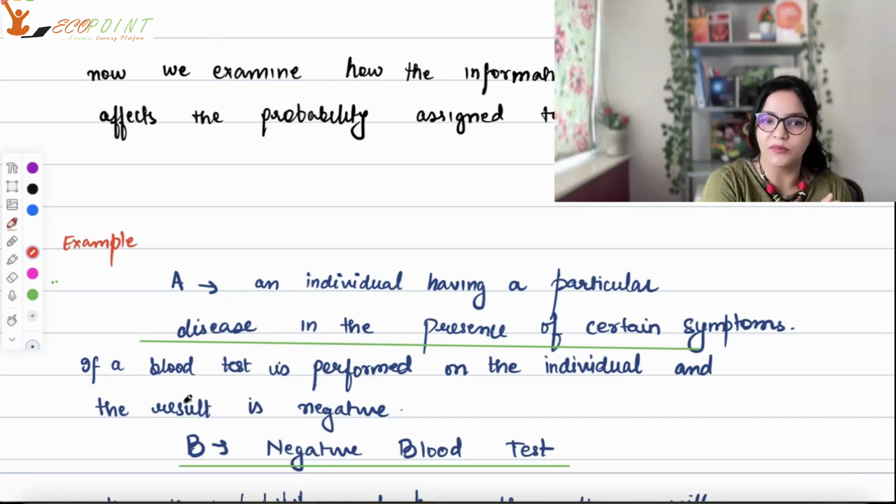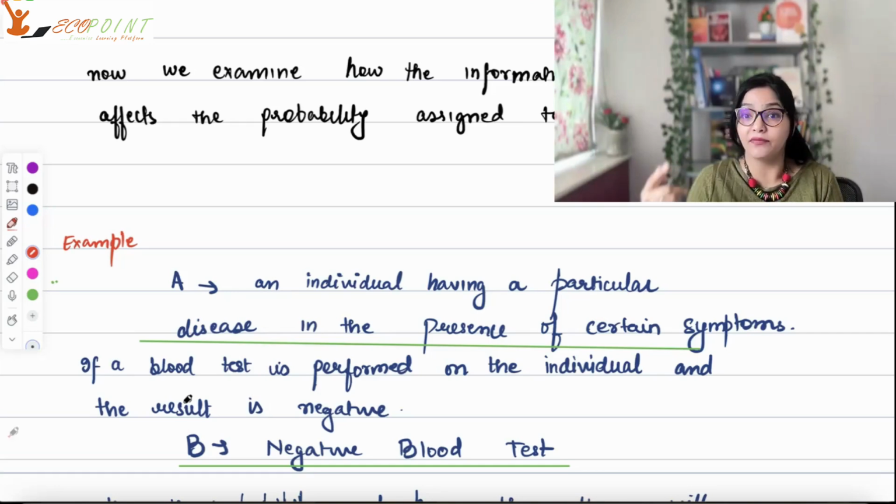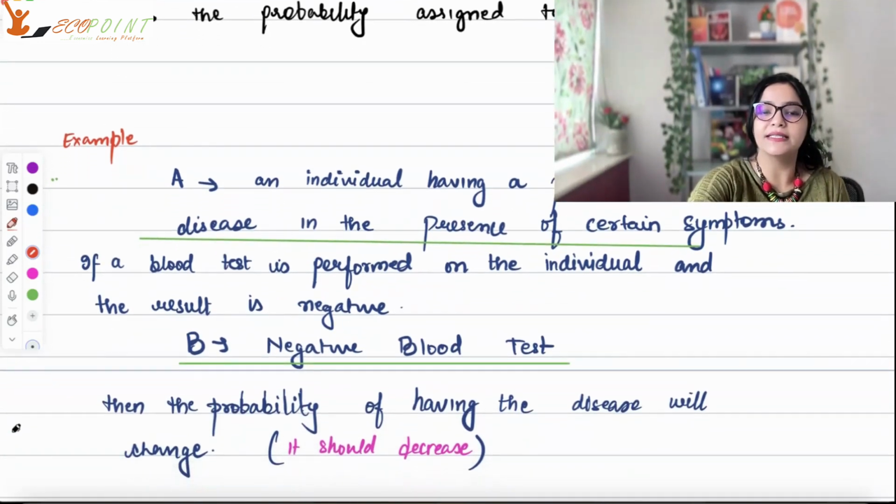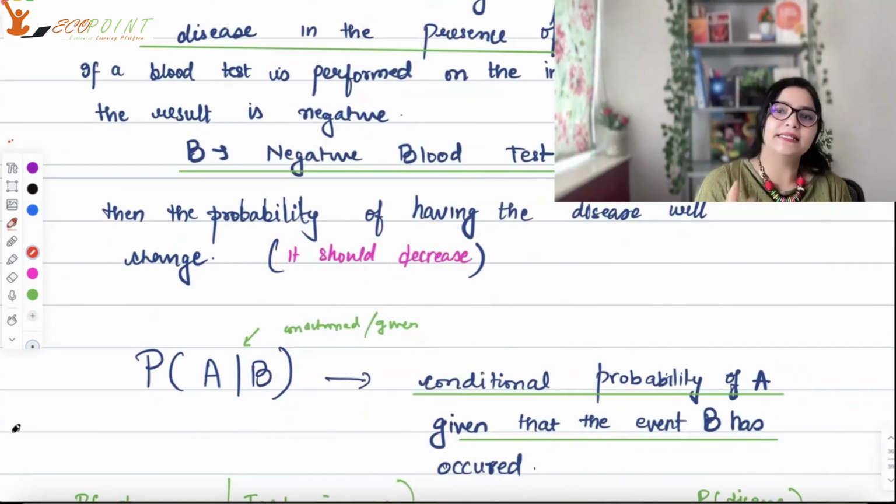So, for example, A is the event, an individual having a particular disease in the presence of certain symptoms. If a blood test is performed on the individual and the result is negative, now there is extra information that a blood test has been performed and the result is negative. You have a negative blood test. So now what will be the probability? The probability of having the disease will change. The probability should actually logically decrease because the test is saying that you are not sick. This is, my friends, the conditional probability. Probability A, conditioned on or given B.